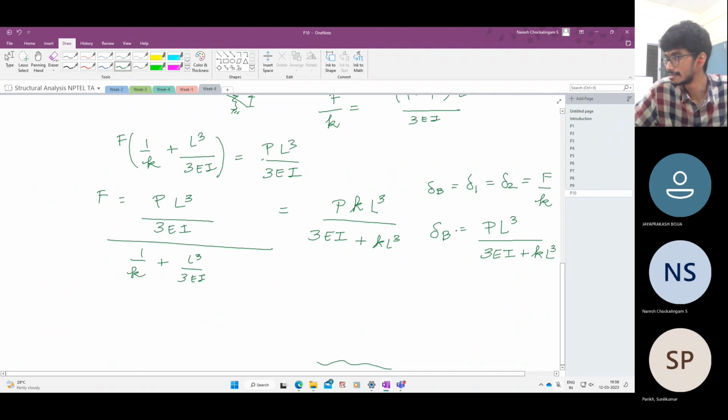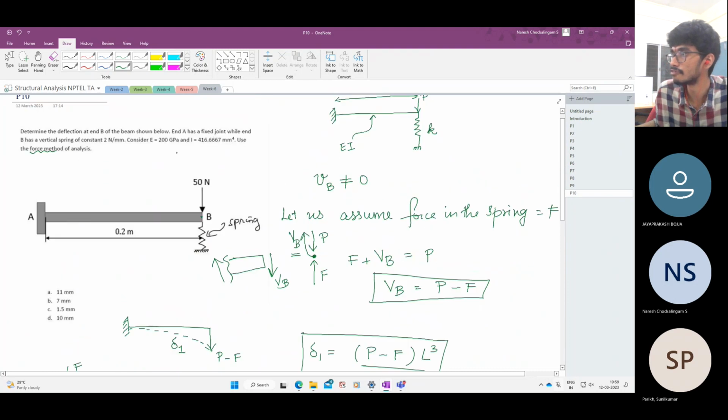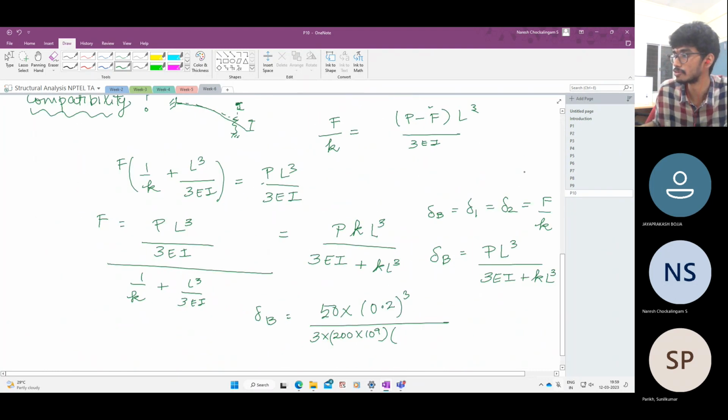Let us find out what it is. So delta B is equal to, how much is P? 50 newtons. How much is L? L is 0.2 meters. So L is 0.2 meters cube by 3. E is 200 GPa, so 200 into 10 power 9. I is what? I is given as 416.667 mm cube.